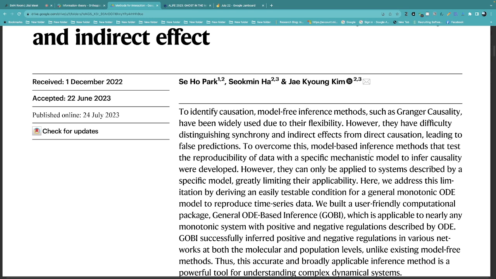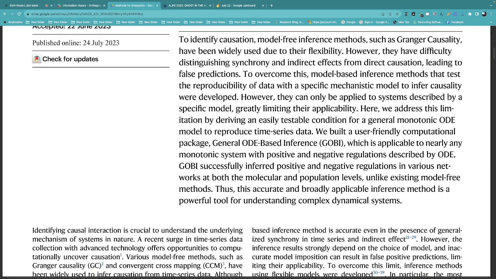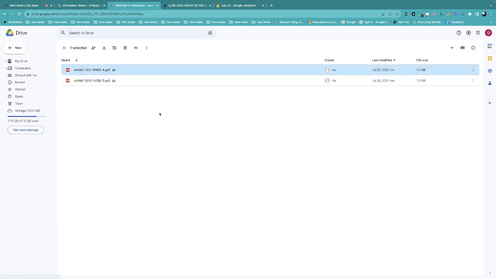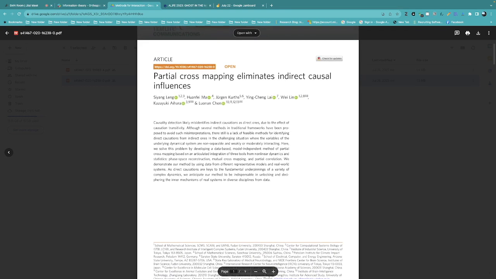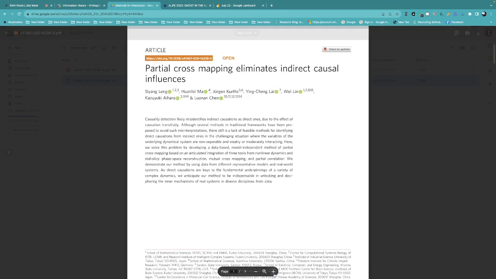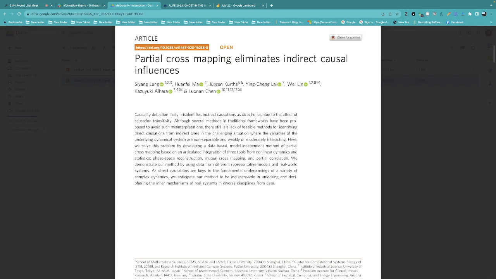To overcome this, model-based inference methods that test the reproducibility of data with specific mechanistic models to infer causality were developed. They talk about this general ODE-based inference, or GOBI, method, and that's what they're proposing here. There are a lot of different ways you can model this. This is partial cross-mapping, which eliminates indirect causal influences.